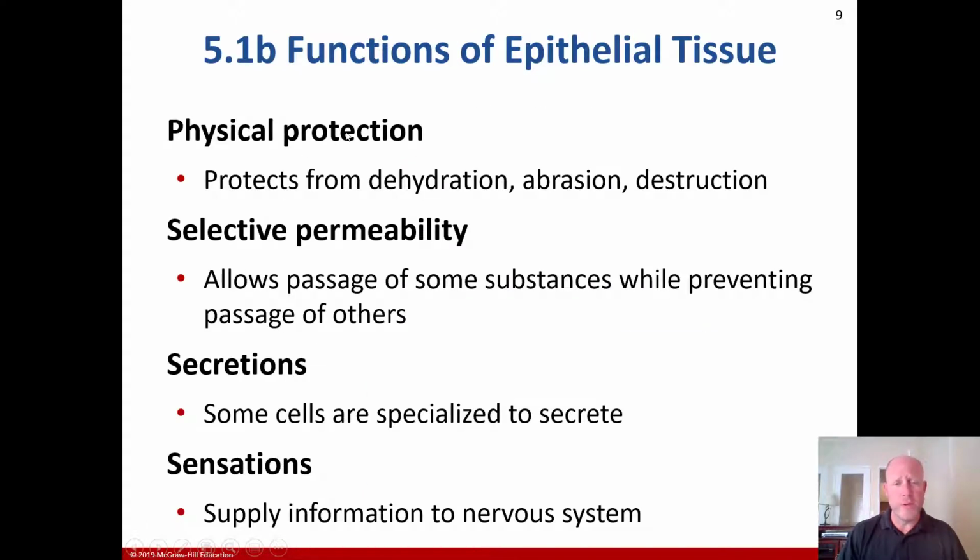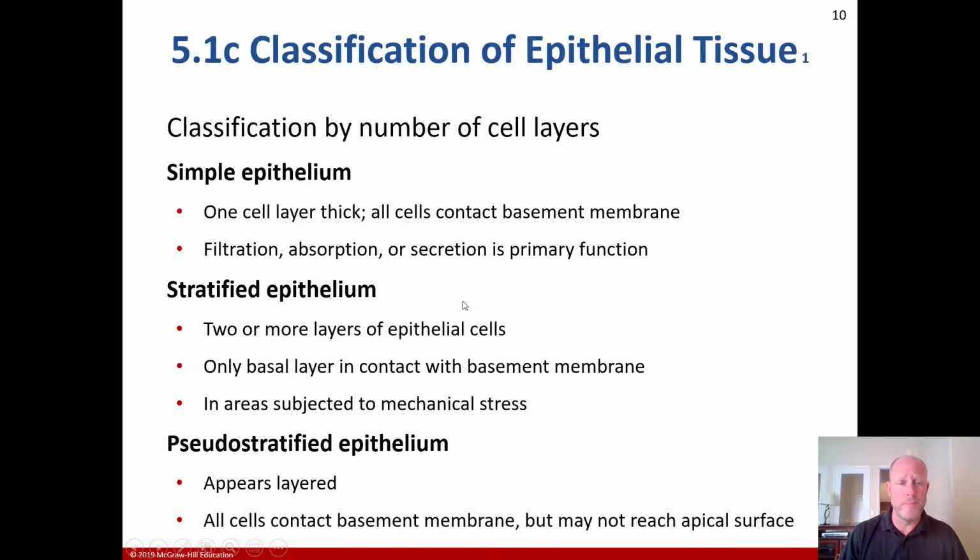As far as functions of epithelial tissue, it provides protection, prevents or protects from dehydration or abrasion or destruction. It has selective permeability. It allows passage of some substances while preventing passage of others. Secretion, some cells are specialized to secrete. We'll talk about that. Sensation, some supply information to the nervous system. As far as classification, it's based on a number of cell layers and different types of cells as well, which we'll talk about and show you a graphic of that shortly here.